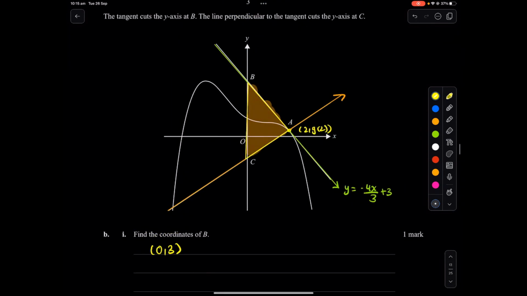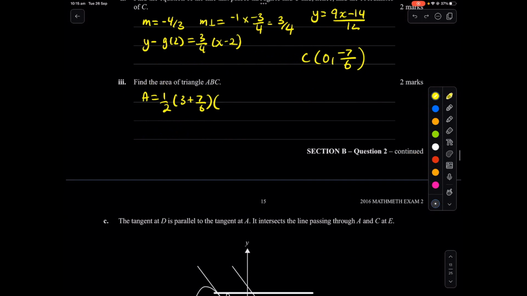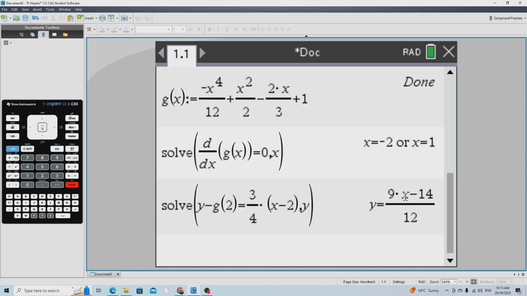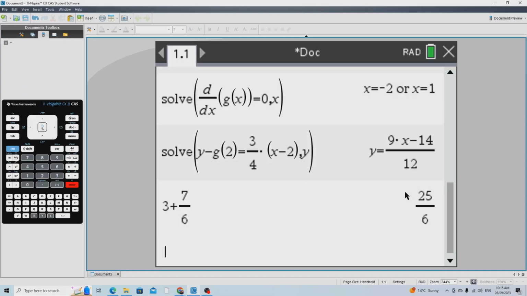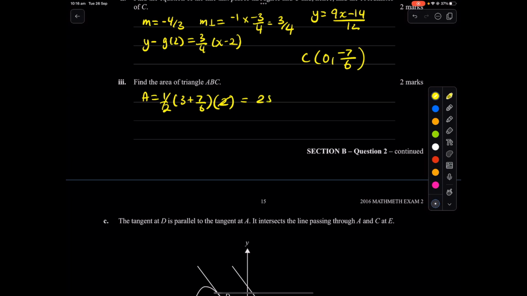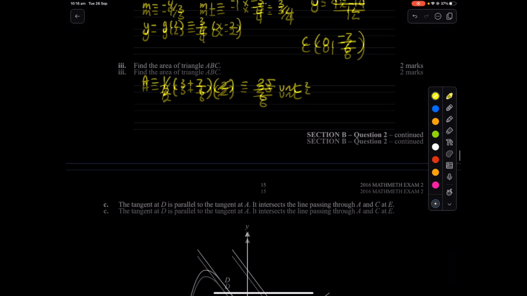And what's your height? Your height is from here to here, which is 2, just the point over here. So put that 2 in here. We know that these cancel out, luckily, so it's just 3 plus 7 over 6. So 3 plus 7 over 6 gives us 25 over 6. That's units squared. That's the area of the triangle.